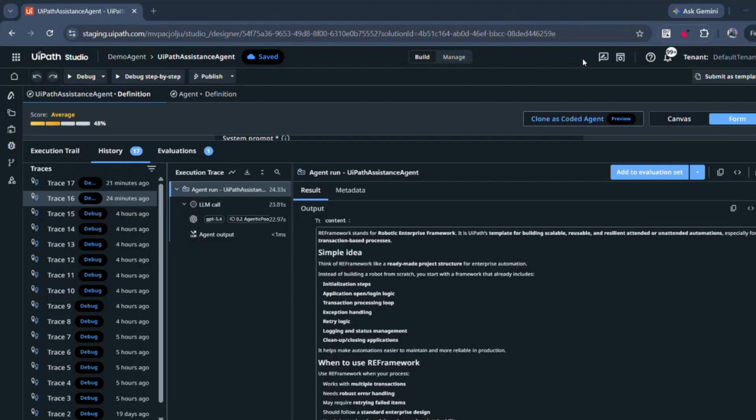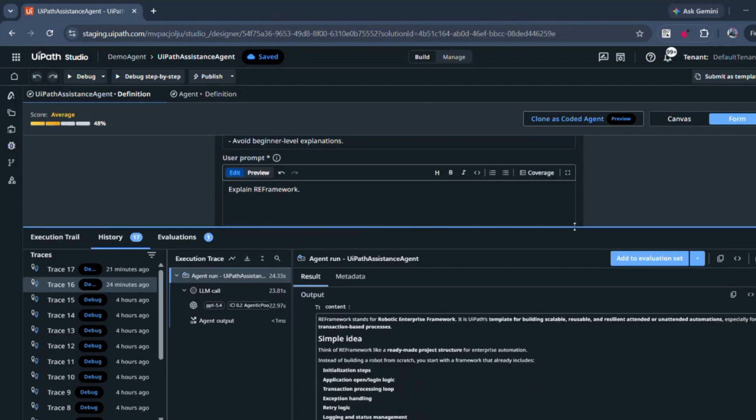In today's episode, we are going to understand one of the most important concepts when building autonomous agents: system prompts versus user prompts. Let's begin with a small experiment. In the previous video, we have built a UiPath Learning Assistant. So see, I have given a simple user prompt, explain REFramework.